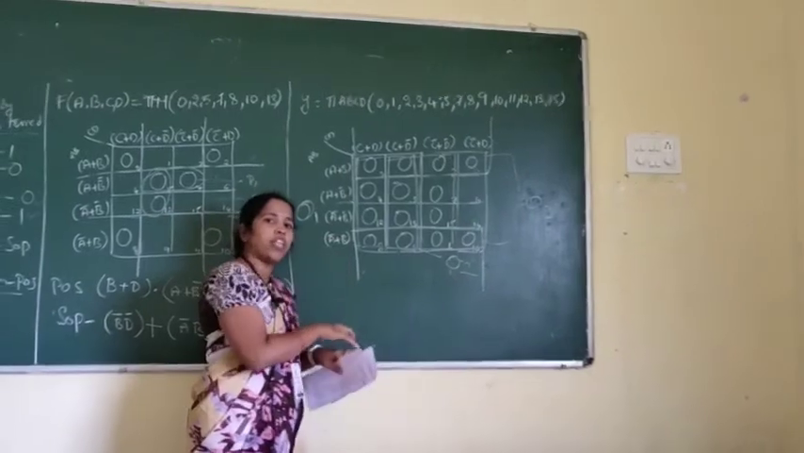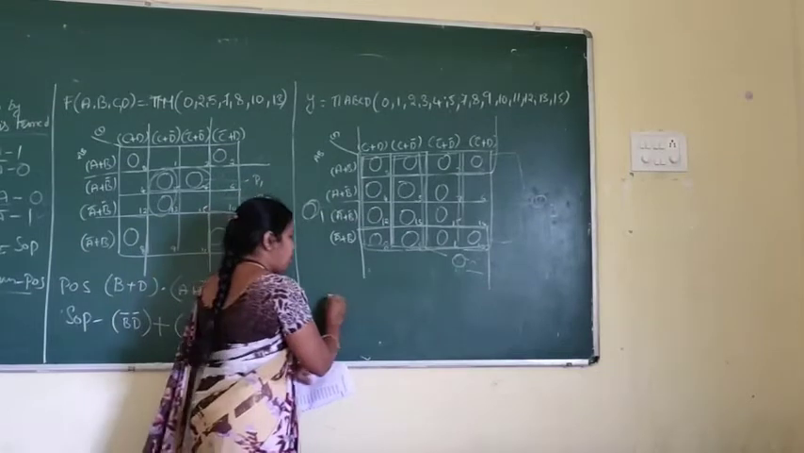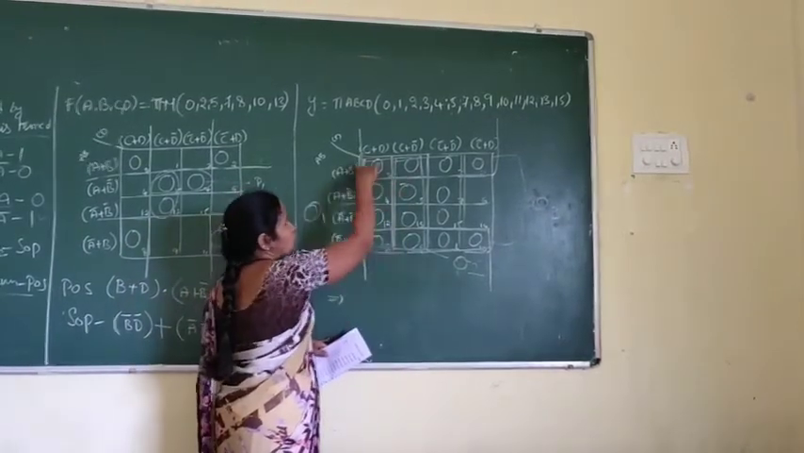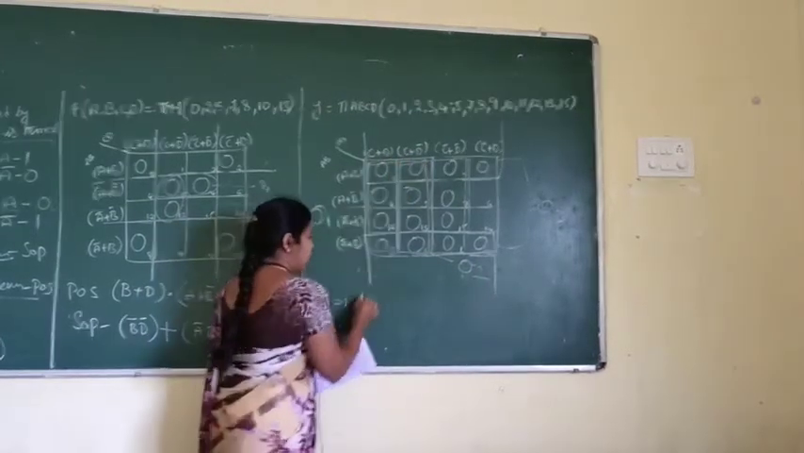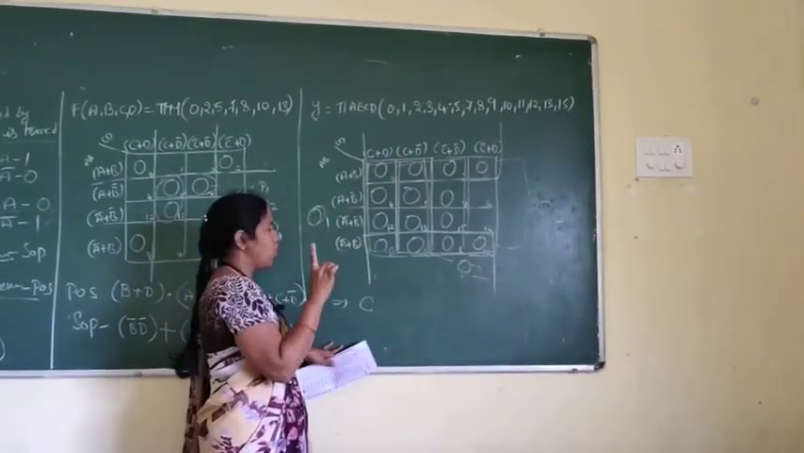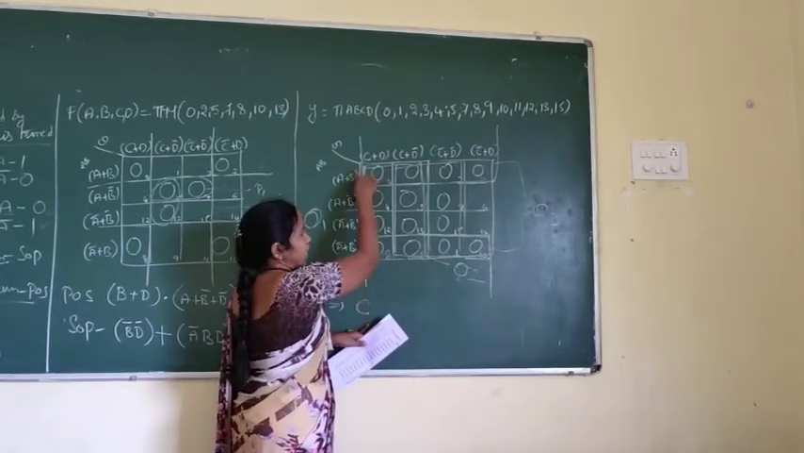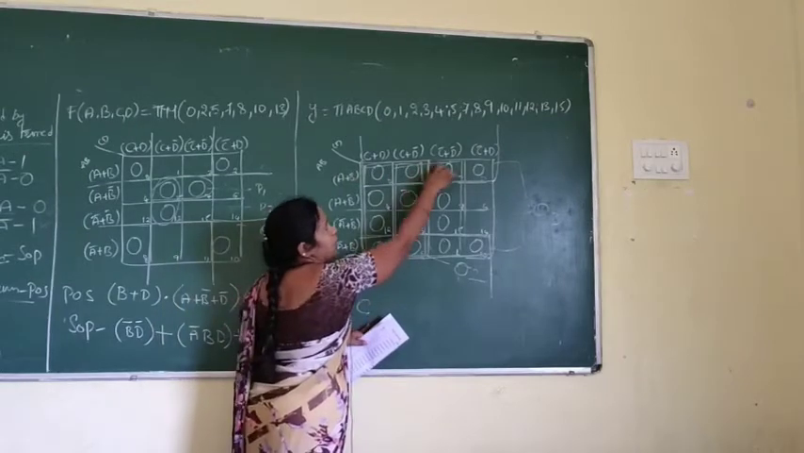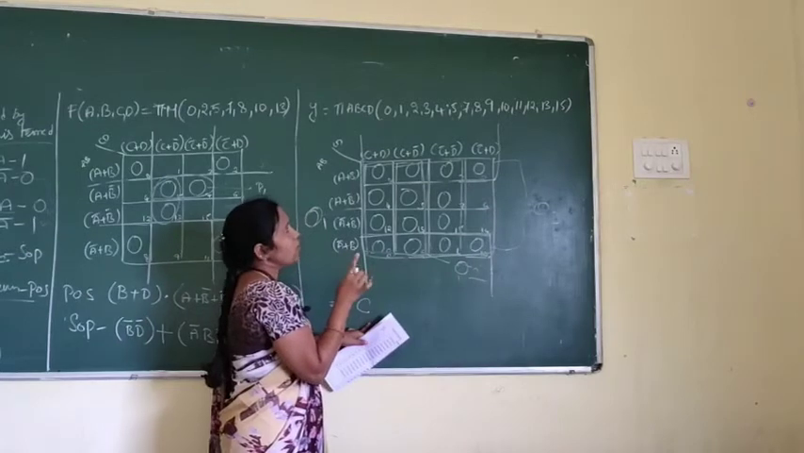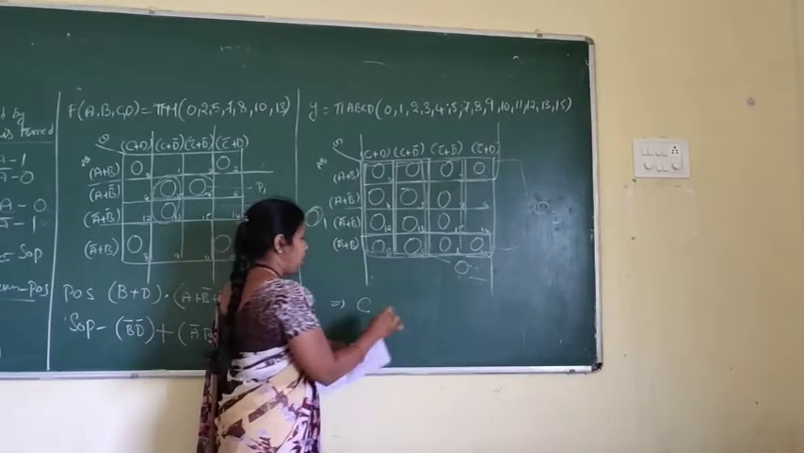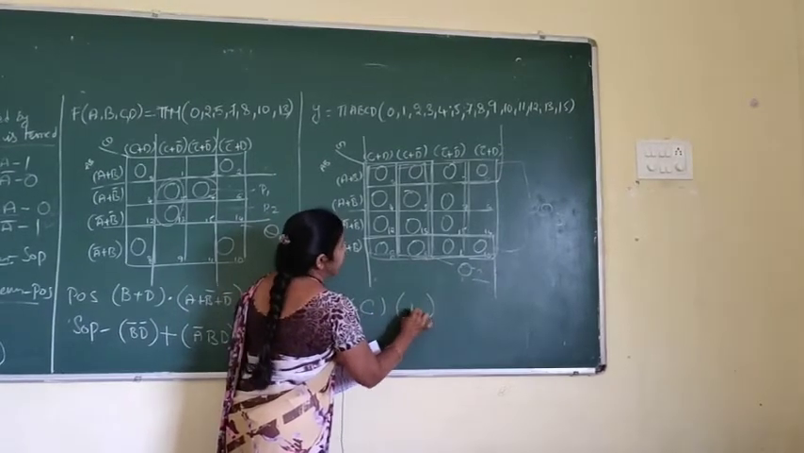Now I want to reduce the expression. First I should go for octets, then quads, then pairs, and after that units. Now the first octet: all these terms will get cancelled. D bar and D will get cancelled, and you are getting C. So the first octet gives C. Now the second octet, these two columns. Again these terms will get cancelled. From these two columns, C bar will get cancelled, and what you are getting here is D bar. One term, D bar.